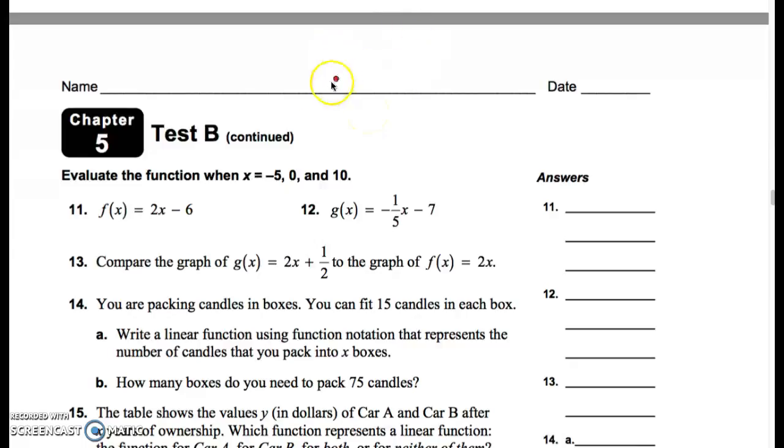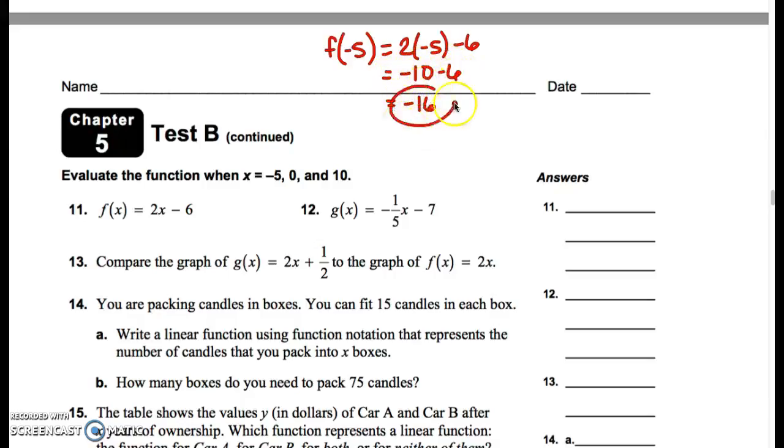So f of x equals 2x minus 6. So the first thing I'm going to do is I'm going to plug in a -5. So 2 times -5 minus 6. Well, 2 times -5 is -10. Minus 6 is -16. So when x is -5, that means y would be -16.